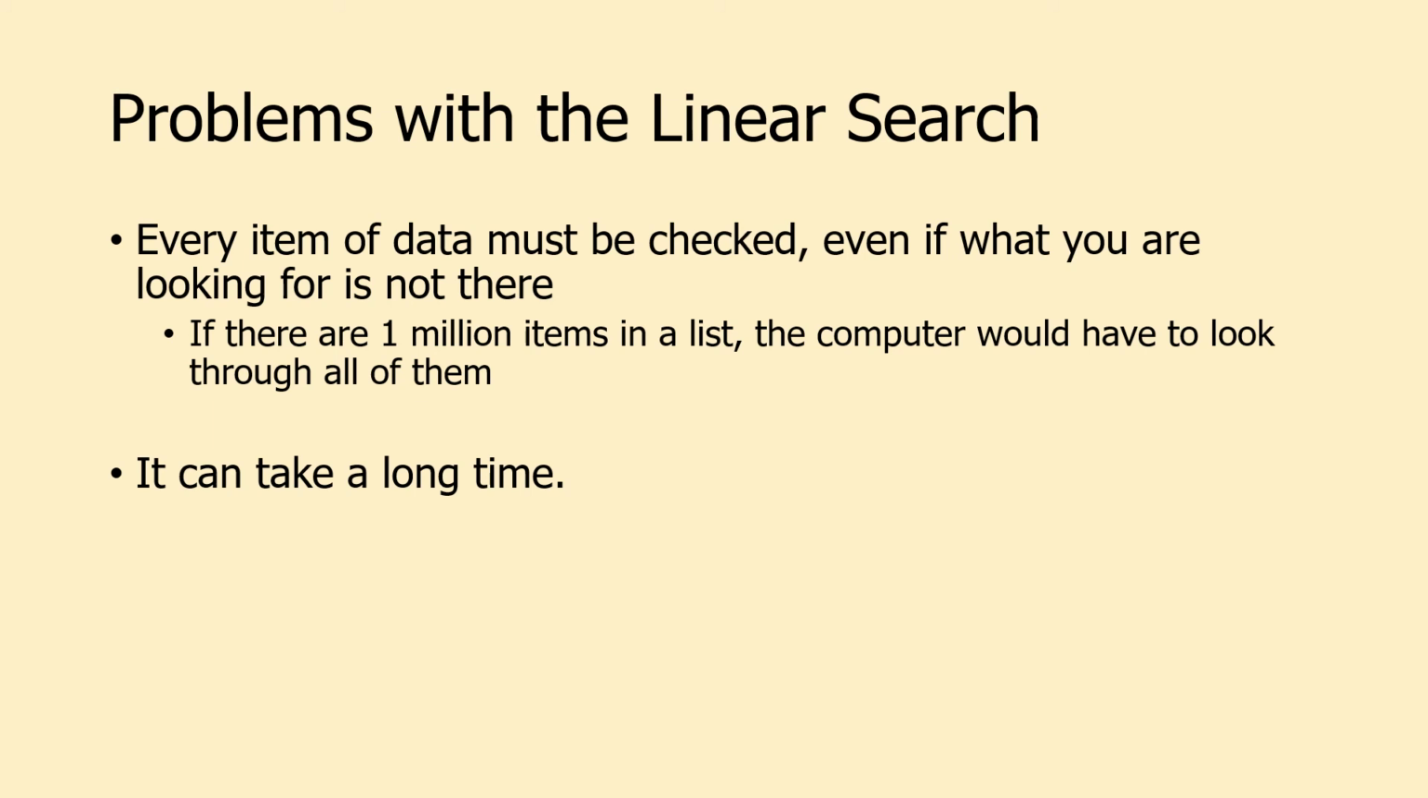Now, there are some problems with the linear search. As we've explained there, every item of data must be checked, even if what you're looking for isn't there. So if you had 1 million items in a list, the computer would have to look through all of them, which, as you can imagine, can take a long time depending on the size of the list. Linear search obviously works okay with smaller sets of data, so it's not completely useless, but there are more efficient searches that we will look at which don't have the same problems.